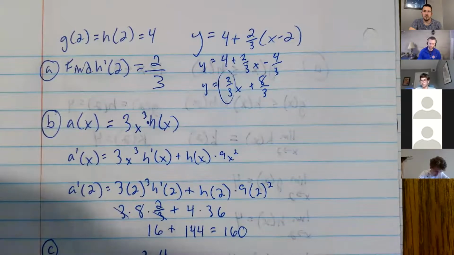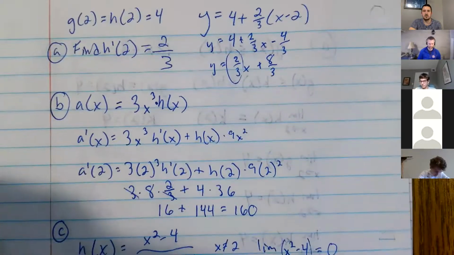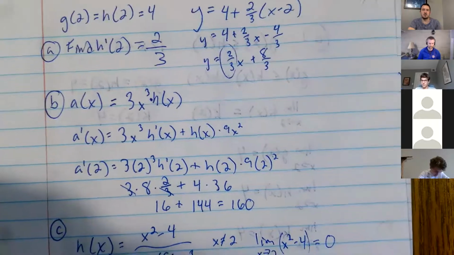Yeah, you can just take m, the slope, as 2/3, and then realize, wait, h prime of 2 and g prime of 2 are equal to 2/3. Right. Yeah, okay, that's how I got the answer. Yeah, that's good. All right.